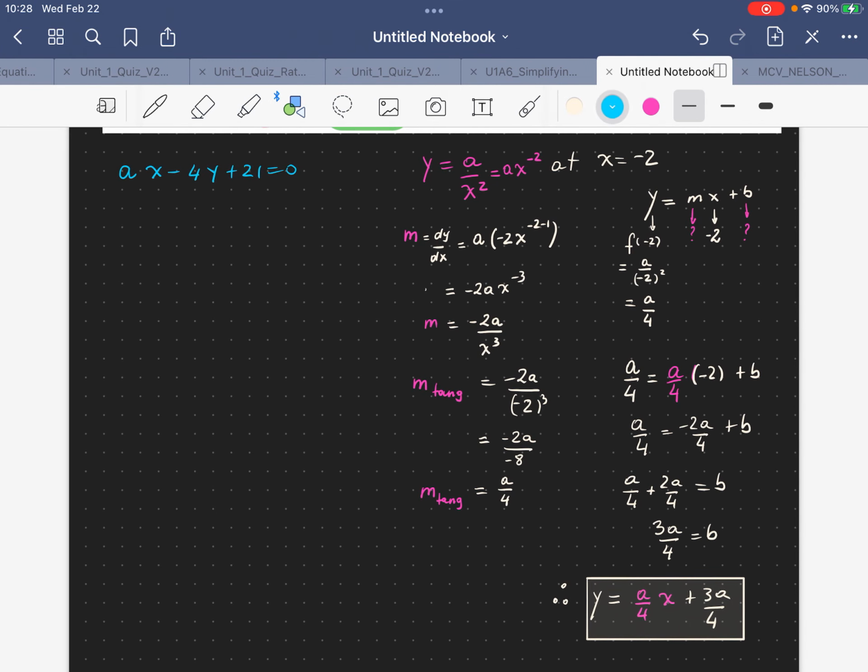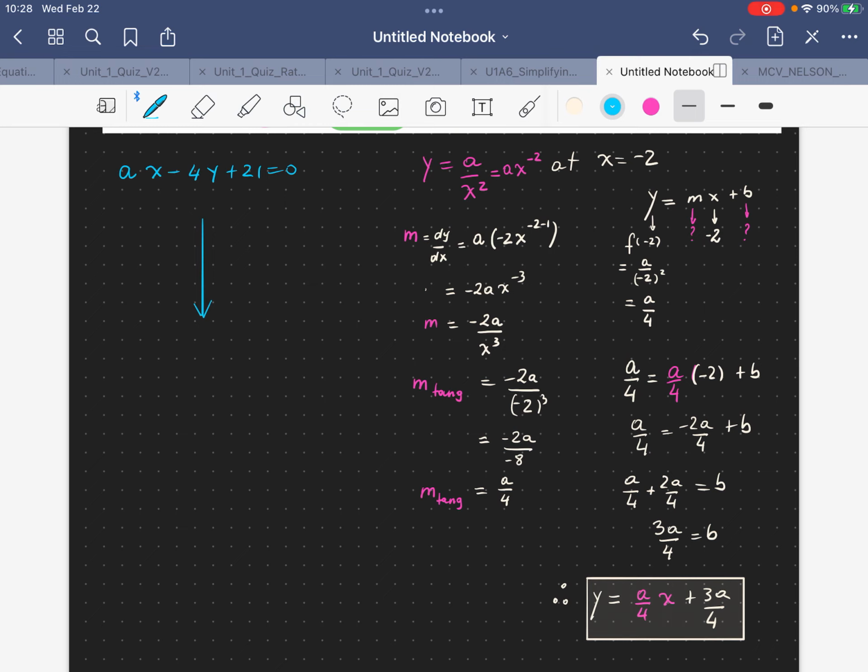Now, we are told that the equation of the tangent line is ax minus 4y plus 21 equals 0. So it's time for us to compare the equation of the tangent line with the equation of the tangent that we just found. And when we compare two things, we need to have them in the same format. So we compare apples to apples, oranges to oranges. And you can keep on going and use all the fruits and vegetables you want.